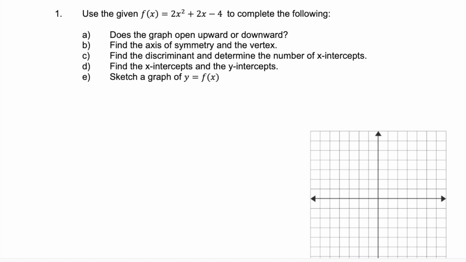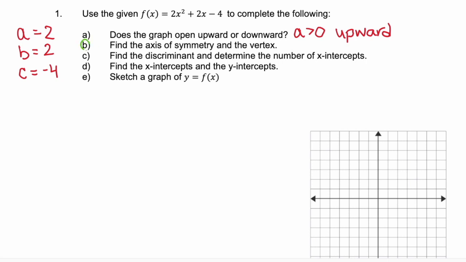Part A, does this graph open upward or downward? Well, remember, whether it opens upward or downward is based on the value of a. So a here is equal to 2. Since a is greater than 0, we know that this is going to open upward. Now, we should also write our values of b and c, because we're going to need those for the other parts. b is 2 and c is -4.